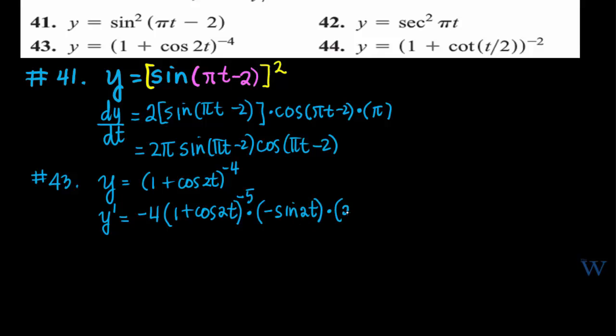So it's 2. Where did the 2 come from? It's the derivative of this one. So here, this is its derivative. Take its derivative. 2 came from the derivative of 2t. Alright, so keep practicing. It's how you do number 44 as well.